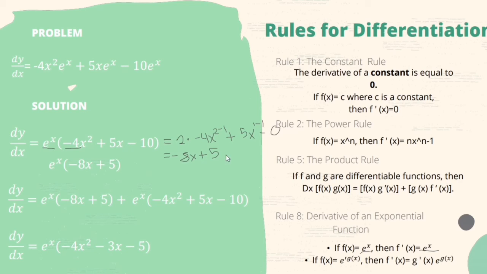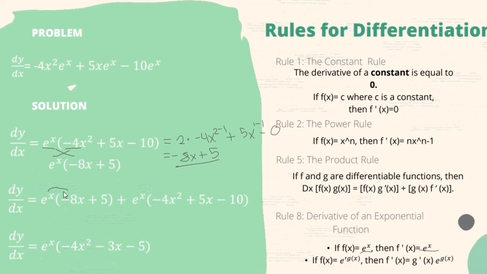All things considered, the derivative of negative 4x squared plus 5x minus 10 is equal to negative 8x plus 5. The next step is to cross-multiply the original two factors of the function with their corresponding derivatives and add the two products. So here we add, cross-multiply here. This becomes e to the x times negative 8x plus 5 plus the product of e to the x and negative 4x squared plus 5x minus 10.